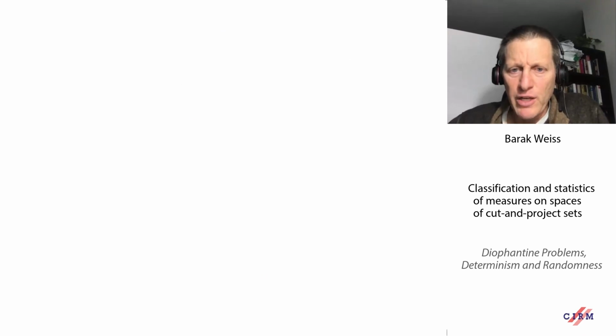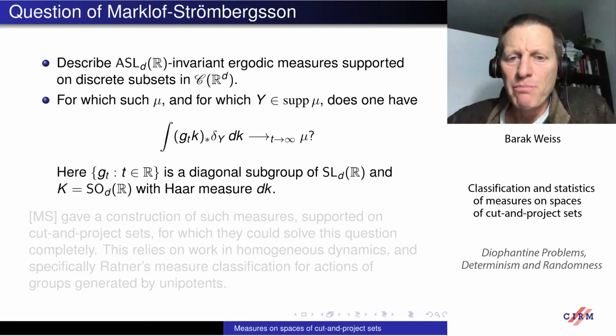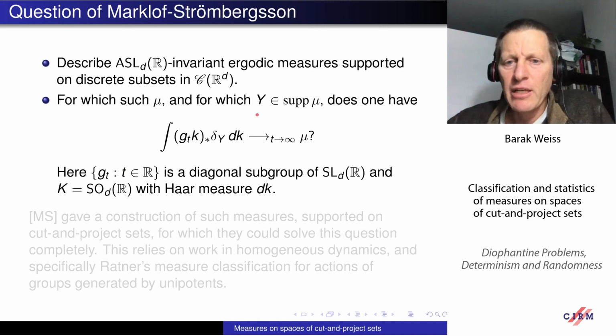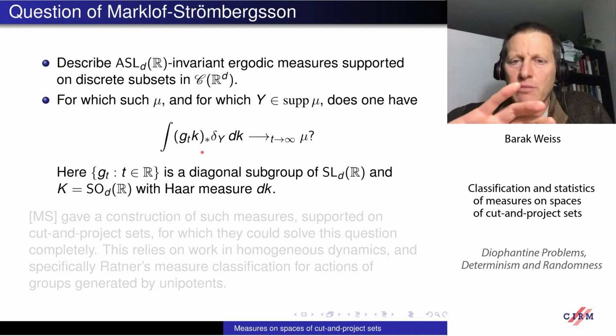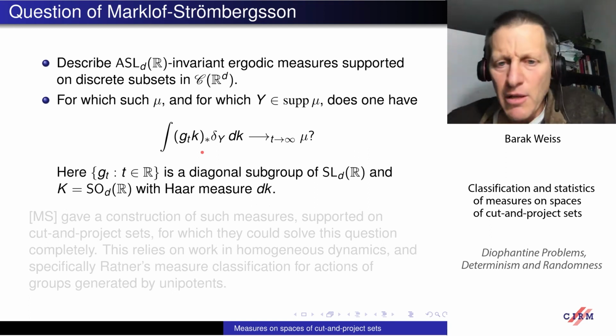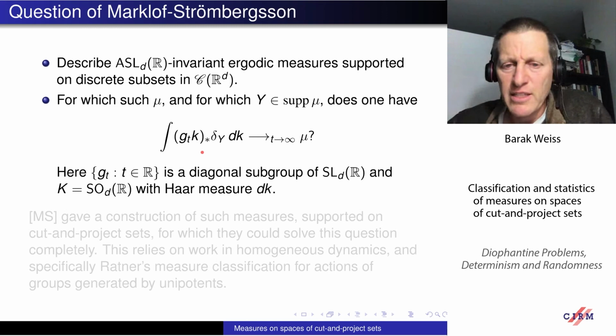And a more refined question: given such a measure, mu, and given a point in its support, is the following true? What is this statement? Maybe it's easier to parse when you think about the SL2 case. K lives in the group SODR, so you might take it to be the group of rotations. So this is just a circle. We're taking our set and rotating it through a circle's worth, and that gives us a measure.